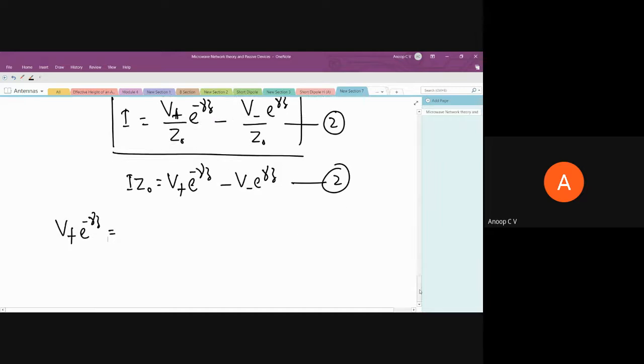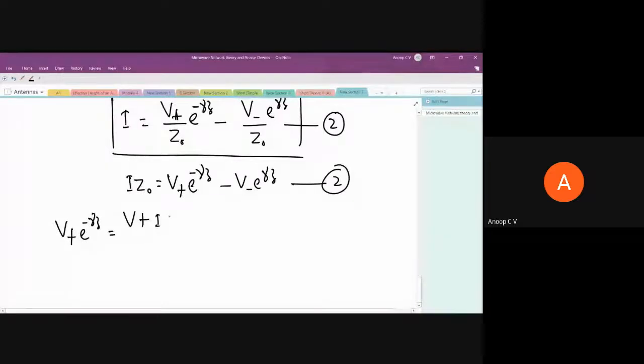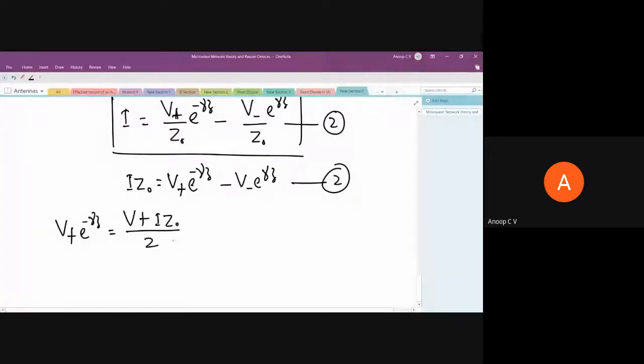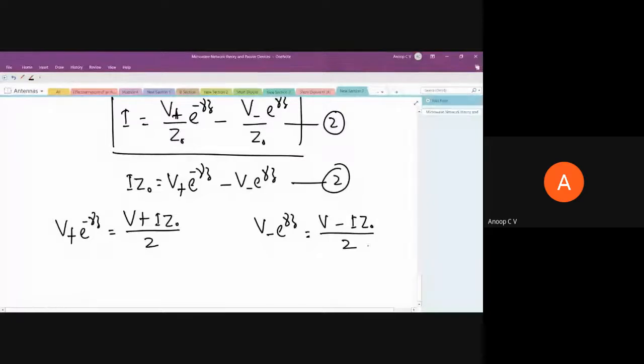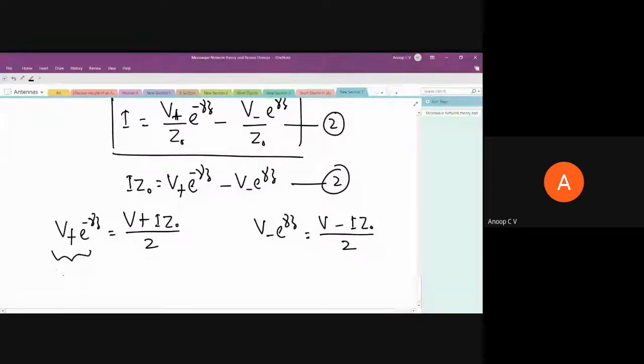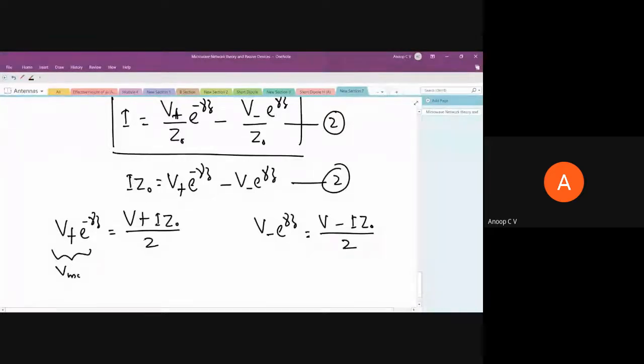So I can write it is V plus I z naught divided by 2. And similarly I can write V minus e power gamma z as V minus I z naught divided by 2, right? I'm writing. So this is actually my incident voltage, V incident. I can write V incident in terms of voltage and current, right?